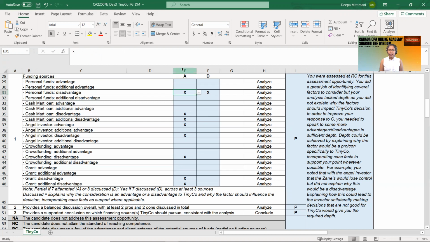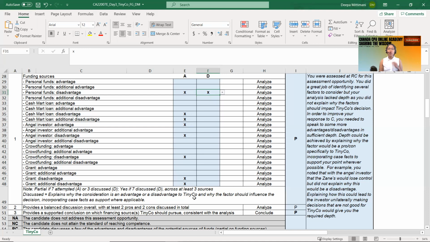Now you will notice the columns E and F, it is A and D. So A is attempted and D is discussed. What is the difference? Attempted means you touched upon that point, but it was not sufficiently clear what you wanted to say, or you did not explain it thoroughly. So it remains in attempted. You touched it, but it was not in sufficient depth. So it was lacking depth. Discussed means you have covered it all. You gave the case facts, you explained the pro, you explained the con, and you gave the conclusion. So that is the difference. Please note, it is very important to note the difference between attempted and discussed.